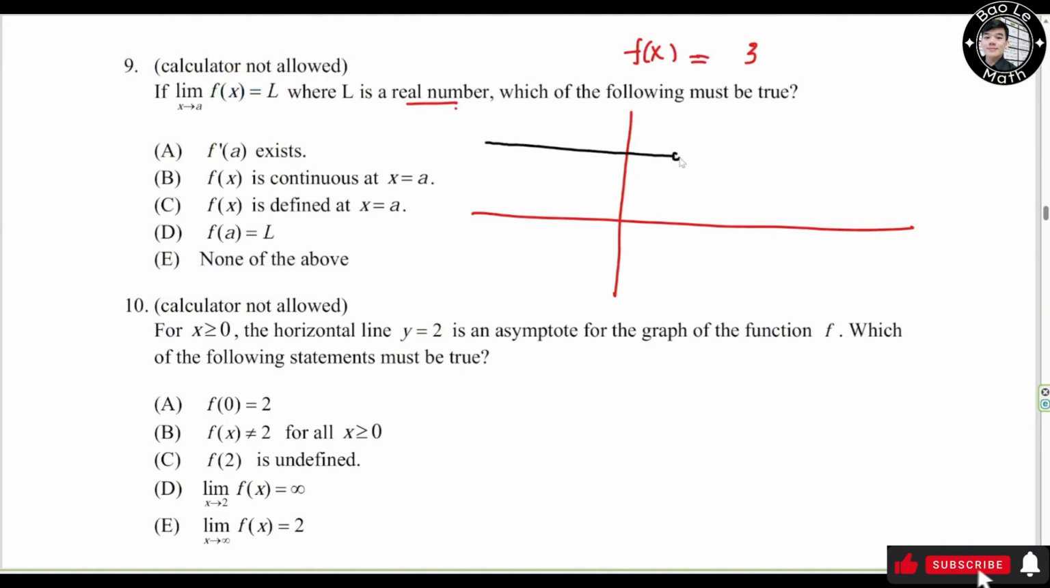Suppose the function f(s) has a hole right here, right? And the x-coordinate of the hole right here should be a, right? So the function is not differentiable at this point because it has a hole. The function f(s) is not continuous at this point. The function f(s) is not defined at this point, right? And f(a) is not equal to L, right? Because only the limit is L, right? So this one is wrong. So the answer must be E.